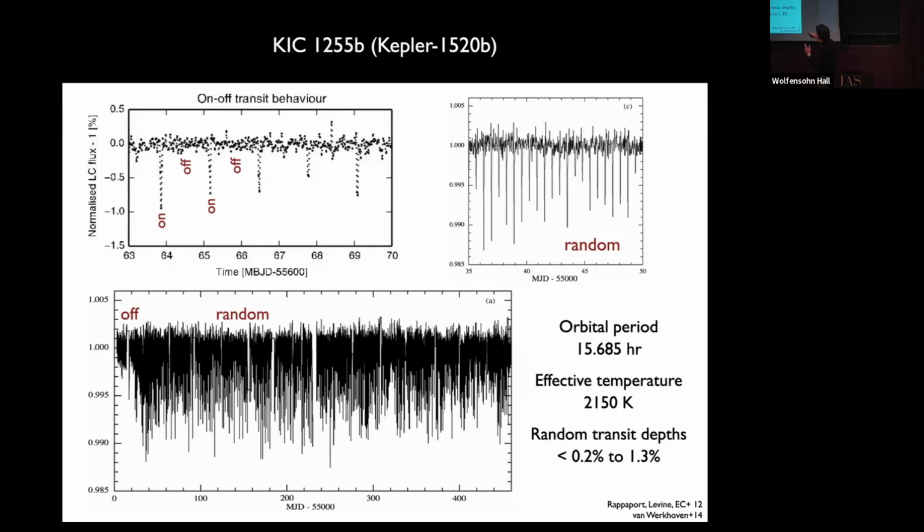The transit period is like clockwork. You can measure this period out to like 6 significant figures. What is not like clockwork, which is completely random, is the transit depth. Now you see it, now you don't. But most of the time, it's just completely erratic.